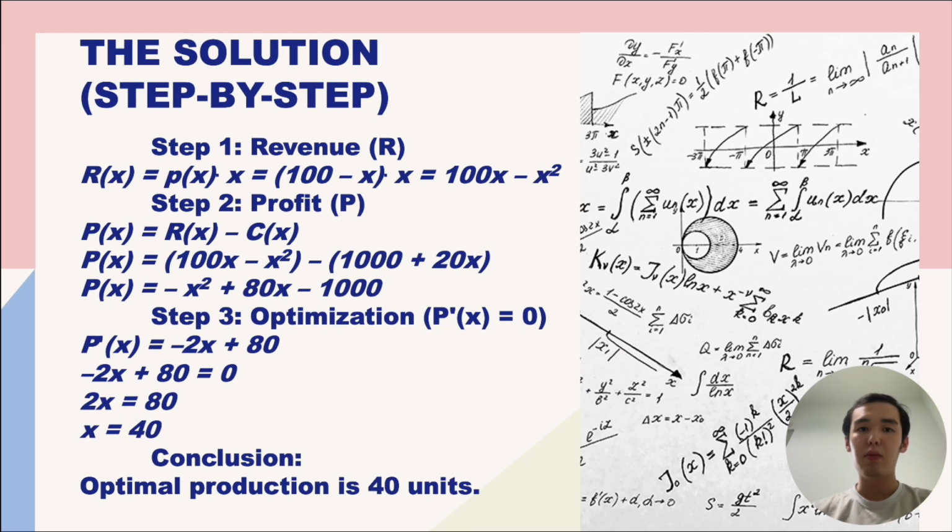First, we build the revenue function as Soraya showed us. Then we subtract cost to get the profit function. To find the maximum, we apply the derivative. Solving for 0 gives us x equal to 40. This is the power of calculus. It transforms complex market data into a single precise target for our factory.